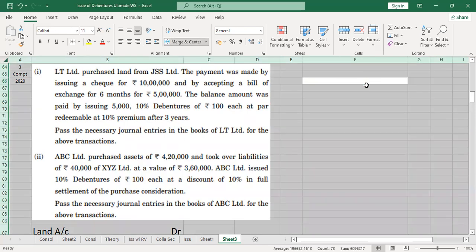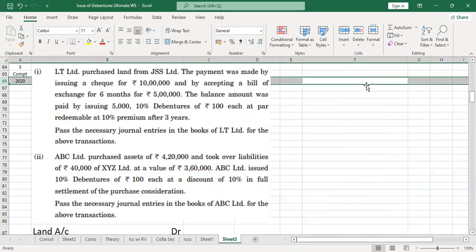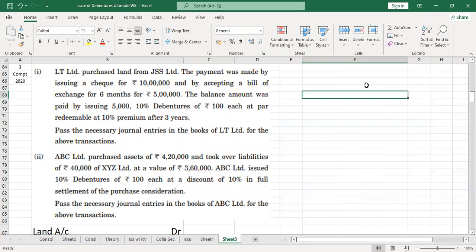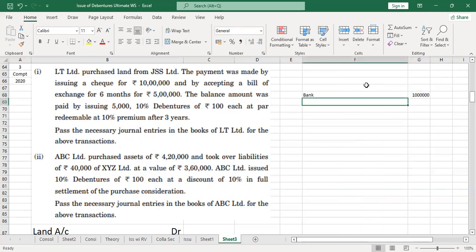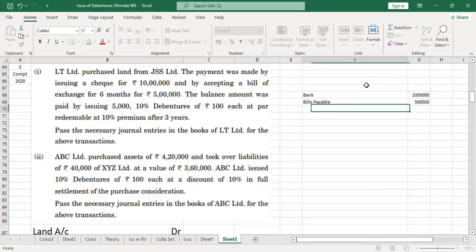and when they have not mentioned the net assets amount, and if they're giving the total amount of money paid, then that is actually your purchase consideration. Understood? And the net assets taken over. Okay. So payment was made by check. So through bank, we paid 10 lakh rupees. And we accepted a bill of exchange. So bills payable were accepted for 5 lakh rupees.